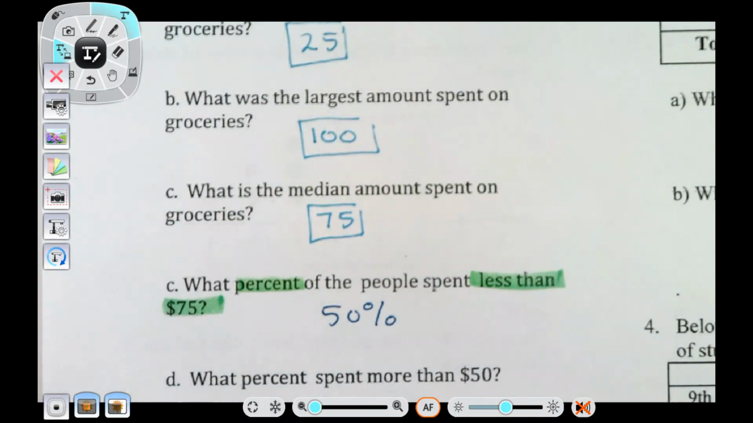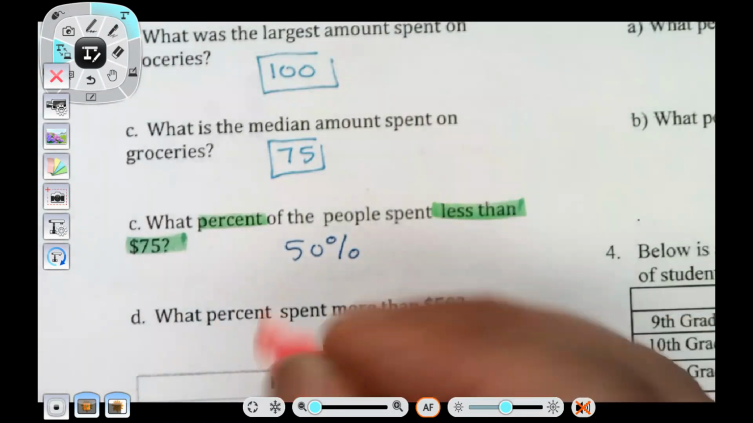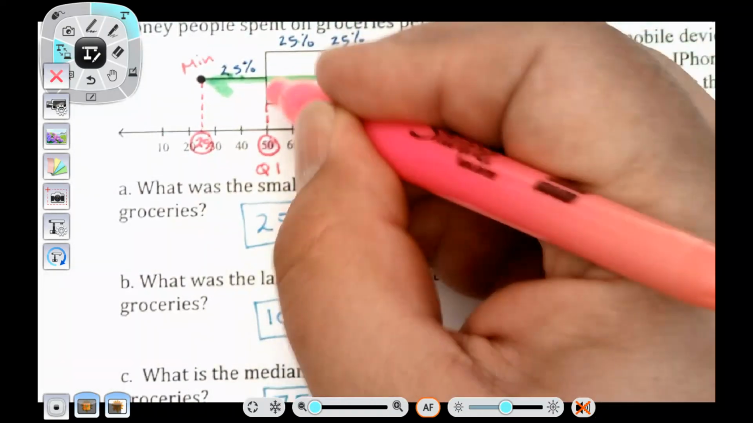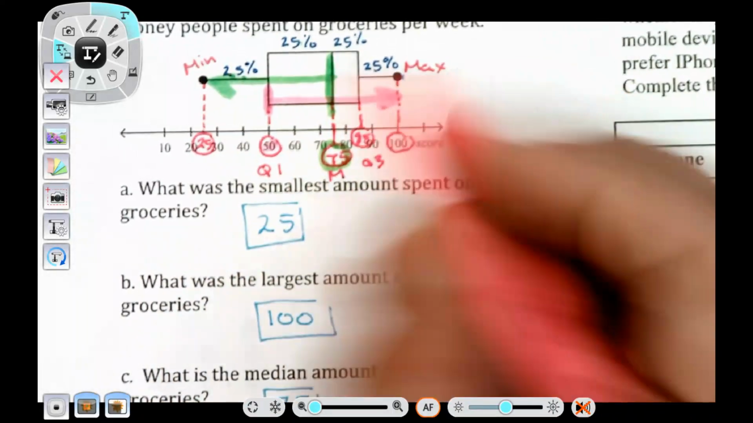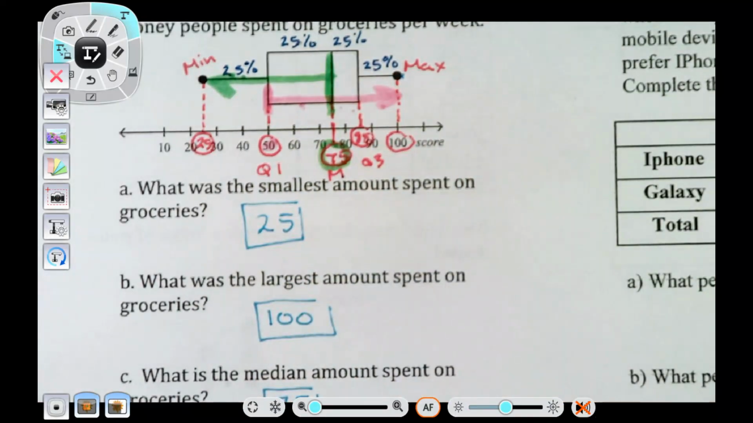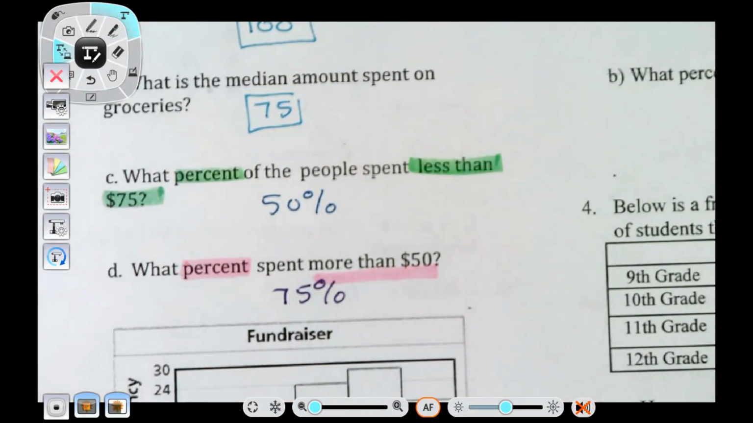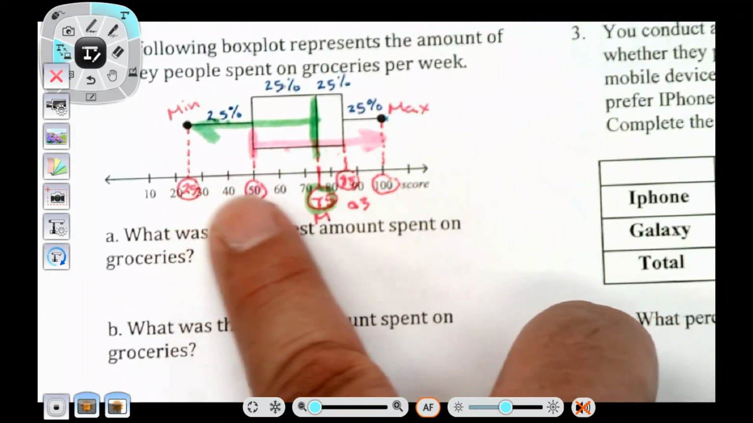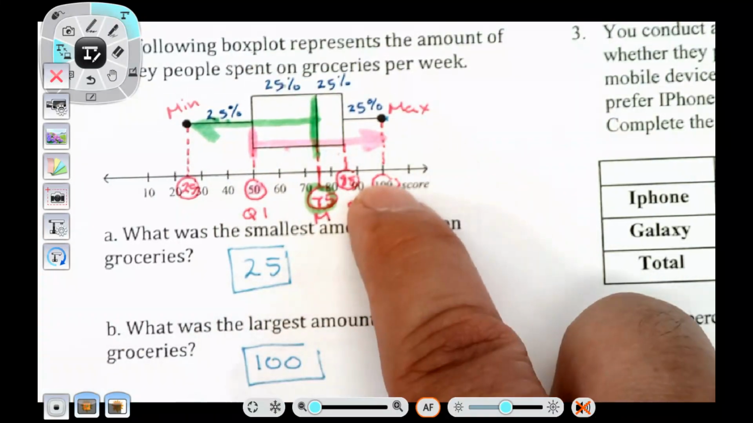Oh, there is one more question. What percent spent more than $50? Okay, let me go back up there. Percent more than 50. So here's the 50, so that would be right around there. They said more than 50. That means I have to take that 25, that 25, that 25. Well, three quarters, it would be 75%. And just like that, we're done with that problem. But again, you need to break down that box plot just the way we did here. Highlight the five numbers and write your percentages, which, yes, are always 25 for each section.